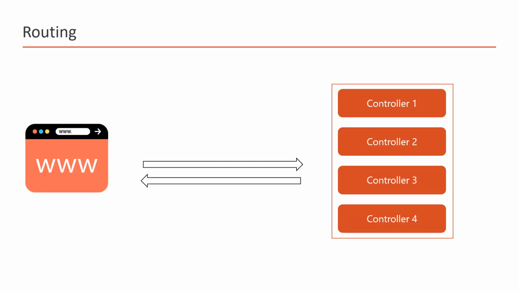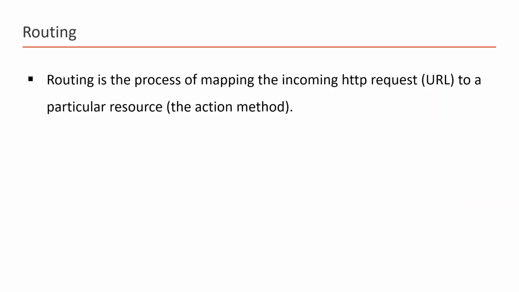But here is one important point to notice: how will the application come to know which request will go to which controller? Basically, the mapping of this URL and the resource. That is the concept of routing. Routing is the process of mapping the incoming HTTP request to a particular resource.